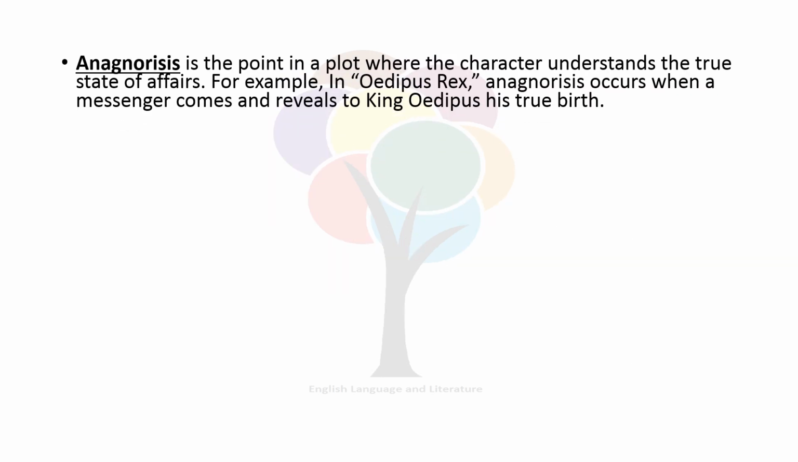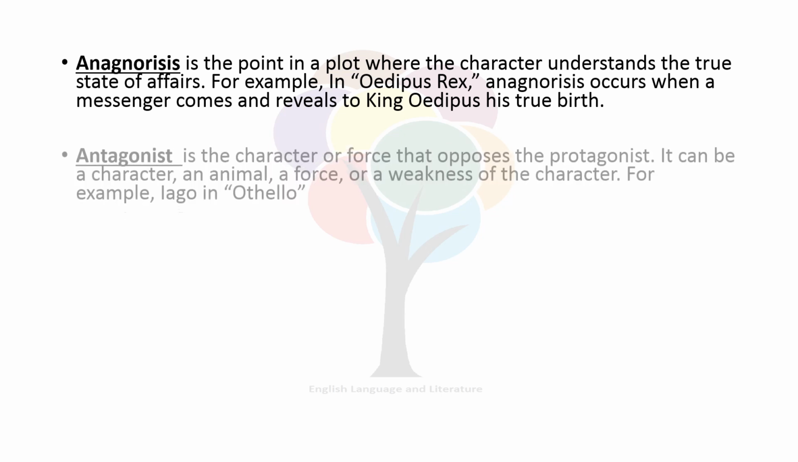Anagnorisis. Anagnorisis is the discovery of knowledge. It is the point in a plot where the character understands the true state of affairs. Or it is a moment in a plot or story, specifically a tragedy, wherein the main character either recognizes or identifies his or her true nature, recognizes the other character's true identity, discovers the true nature of his situation or that of the others, leading to the resolution of the story. For example, in Oedipus Rex, anagnorisis occurs when a messenger comes and reveals to King Oedipus his true birth.